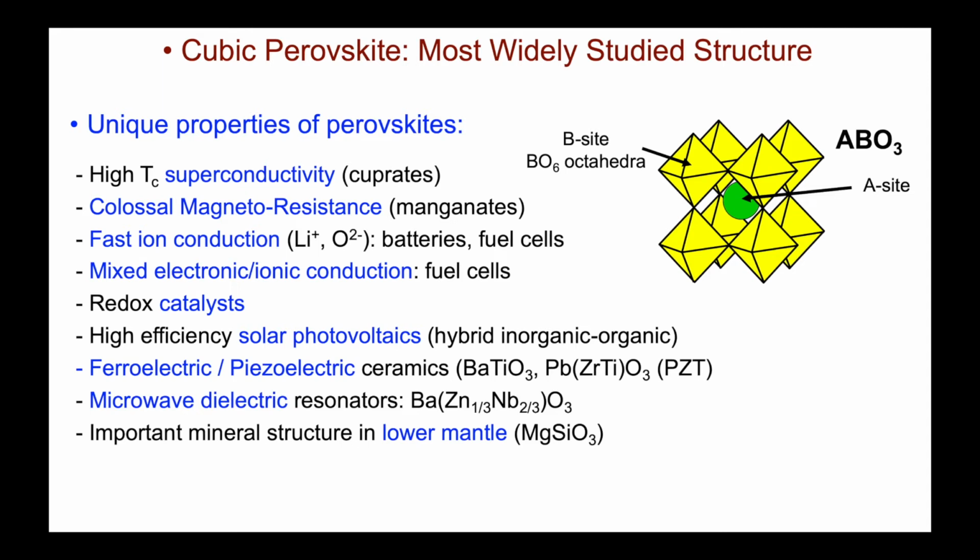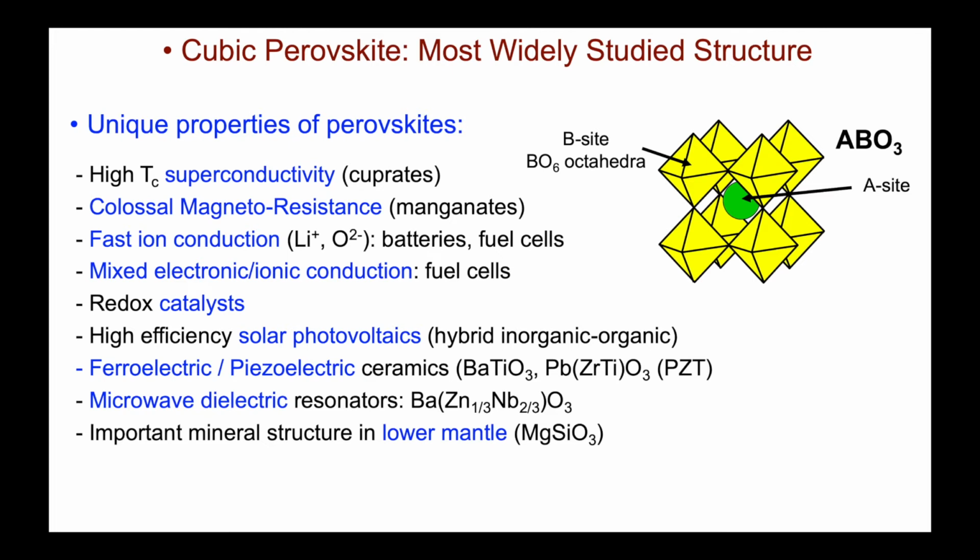A number of perovskites exhibit what is called colossal magnetoresistance, in particular manganese-based perovskites. What this means is that one can actually manipulate or mediate their electrical conductivity by applying a magnetic field, and there are many, many important applications that couple to that phenomenon. A number of perovskites show fast ionic conduction, both of lithium and of oxygen anions, and are very important in batteries as cathodes and in some cases anodes, and also in fuel cells.